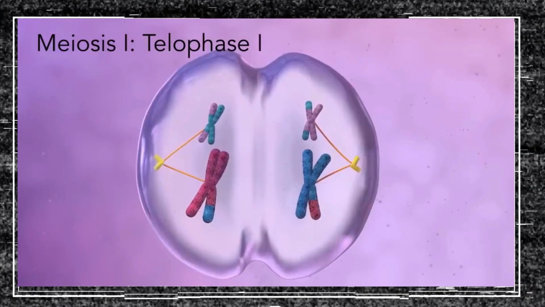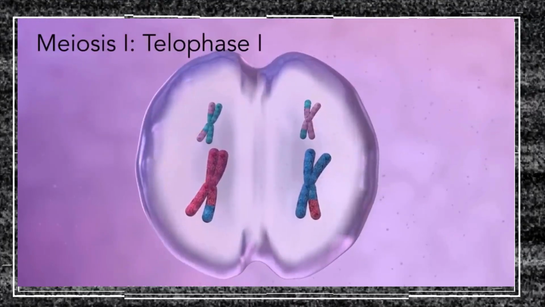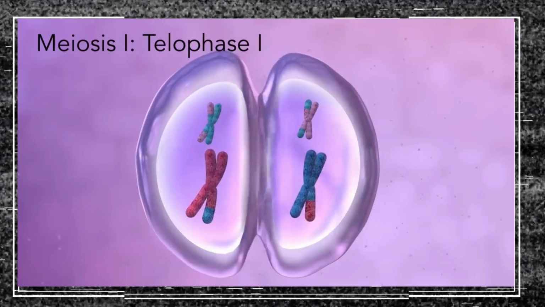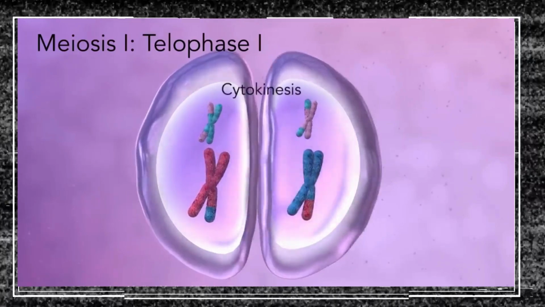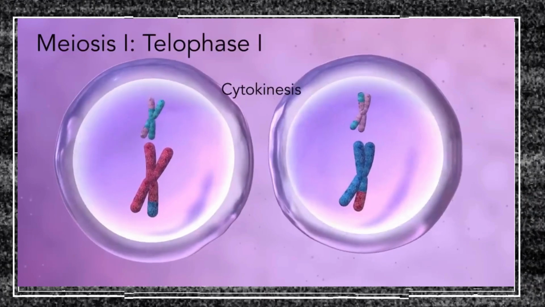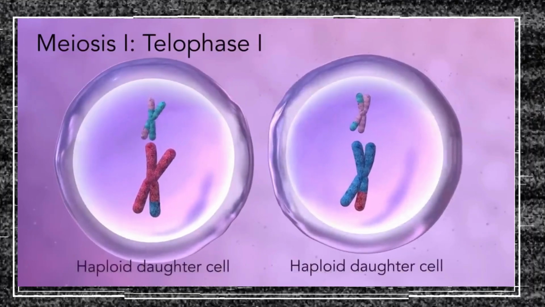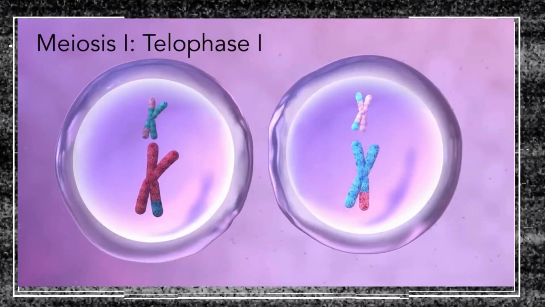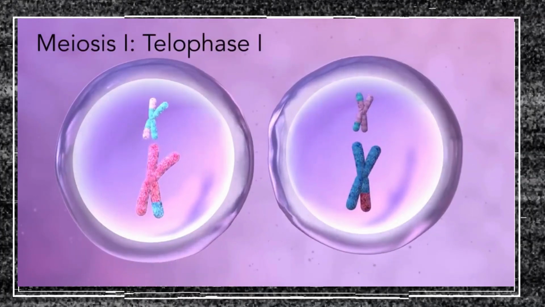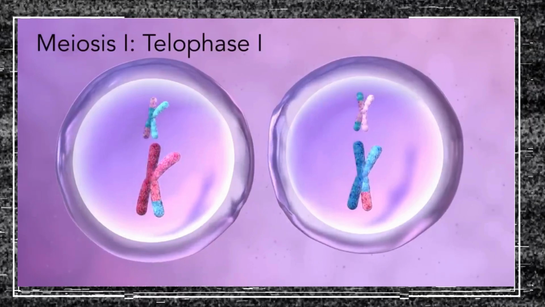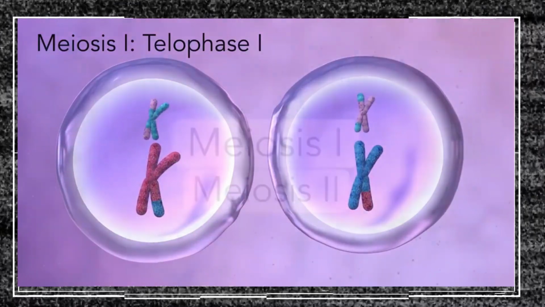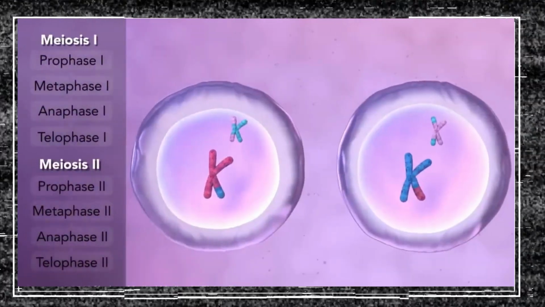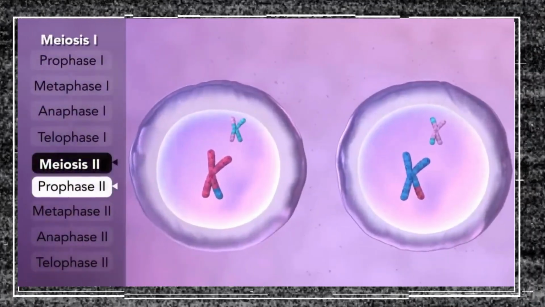Then, spindle fibers disappear, and the nuclear membrane reforms around the chromosomes. Finally, cytokinesis occurs. Meiosis I ends with 2 genetically different haploid daughter cells. Each haploid cell contains only 1 set of chromosomes consisting of paired sister chromatids. Both cells now enter the next stage, meiosis II.